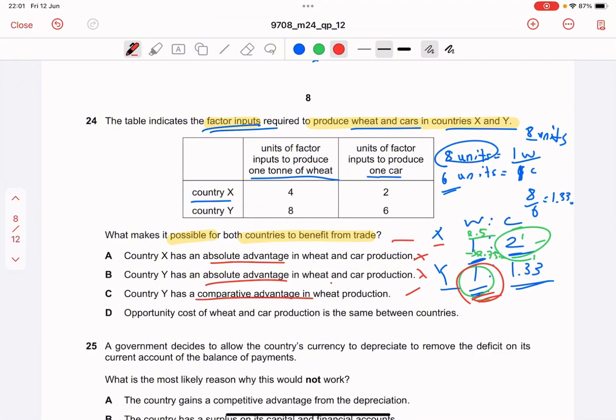The last one says the opportunity cost of wheat and car production is the same between countries. Well, that's clearly not true. Look at this. The opportunity cost is definitely not the same, so it cannot be D as well. So C seems like the most likely answer, and that is the correct answer.